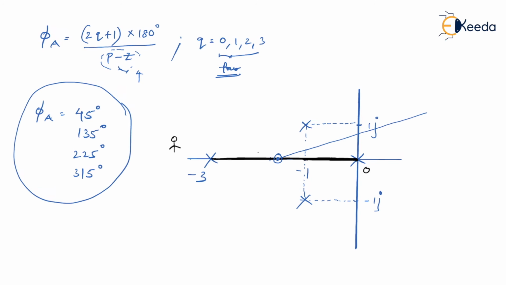So this is 45 degree. Then we have 135 degree. So the other angle is 135 degree. The other angle is present at 225 degree. And the last angle is present at 315 degree.